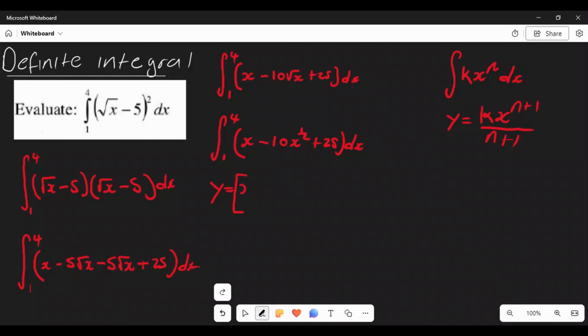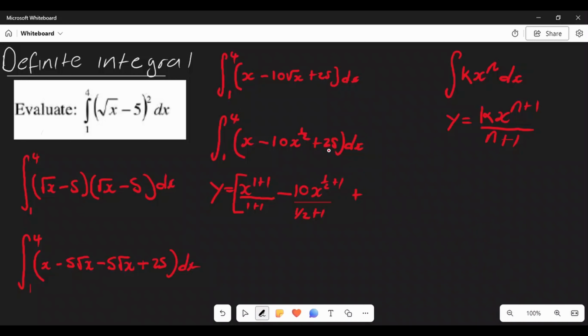So we're gonna have x to the power of 1 plus 1, divided by 1 plus 1. Remember, 1 is the power. Minus, when you look at this one here, we have 10, which is our coefficient, similar to k here, and then we're gonna have x to the power of half plus 1, and then we have to divide by the same half plus 1. Right, so the last but not least, this looks like a constant.